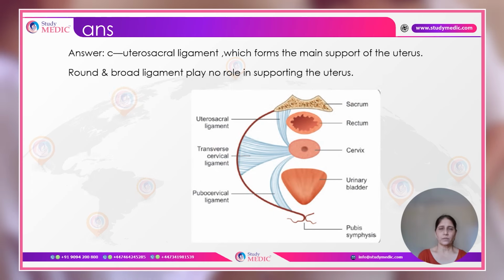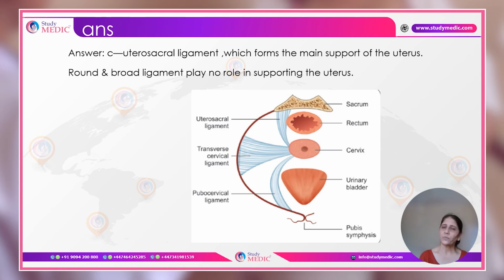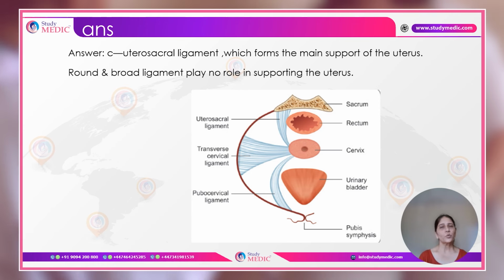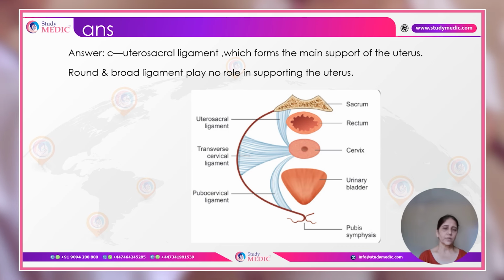This is a diagram that shows you the supports of the uterus. So you have the uterosacral ligament, which is posterior. Then laterally you have the transverse cervical ligament, also called the cardinal ligament or Mackenrodt's ligament, and anteriorly you have the pubocervical ligament. These are the only three ligaments that support the uterus. Round ligament and broad ligament really do not have any role in supporting the uterus.